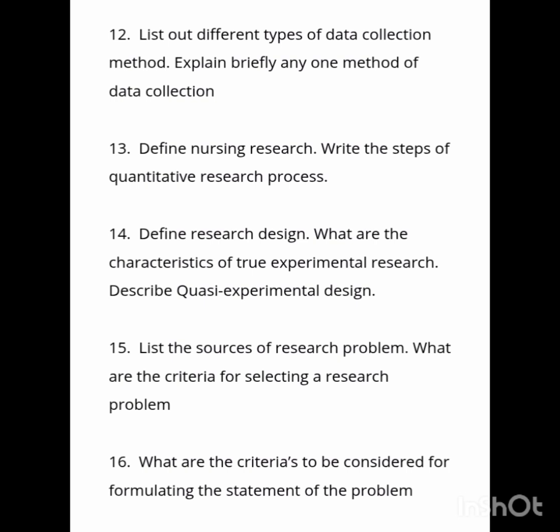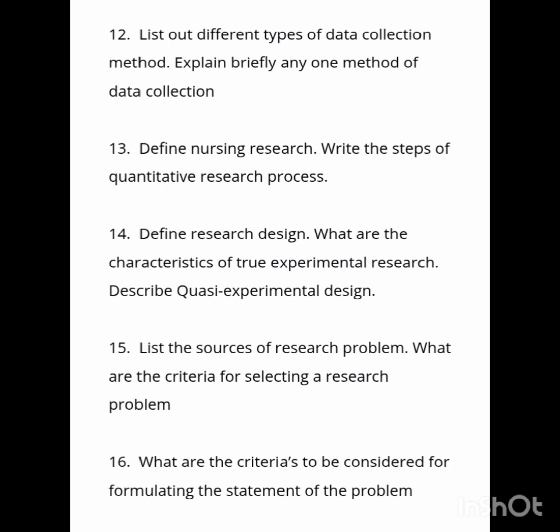Third step is conduct a literature review. Fourth one is create a framework. Fifth one is design the research. Sixth one is select research participants and site. And seventh one is collect data. And eighth one is analyzing data. Ninth one is documenting findings. And 10th one is publish results. So these are the 10 steps of quantitative research process.